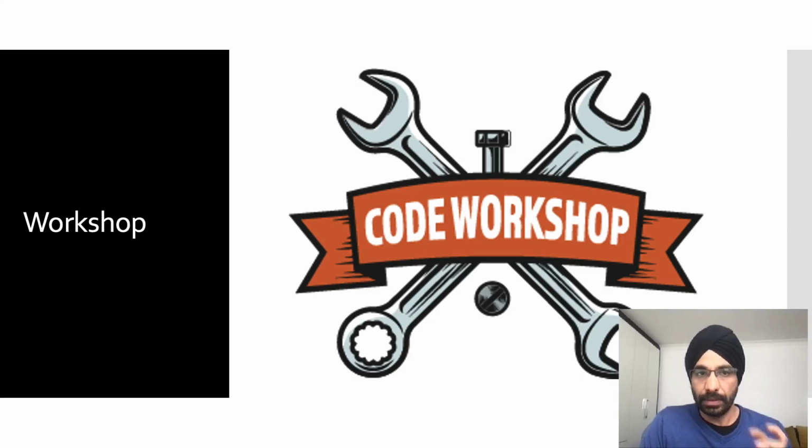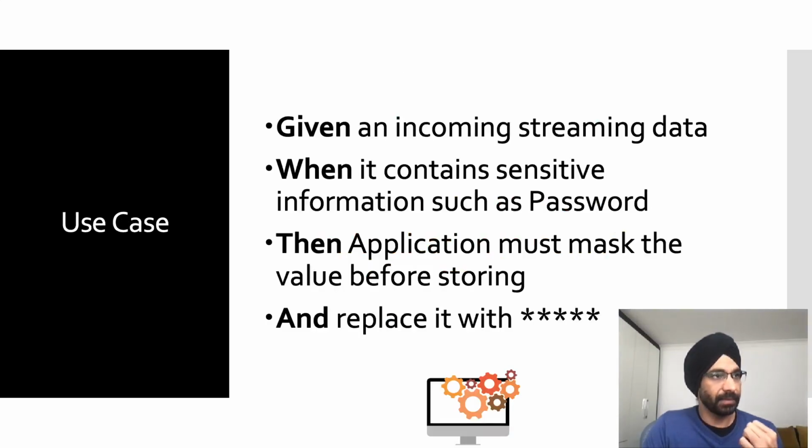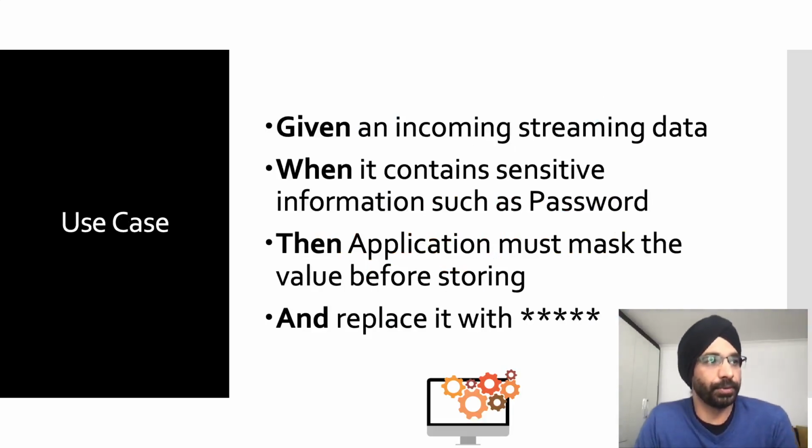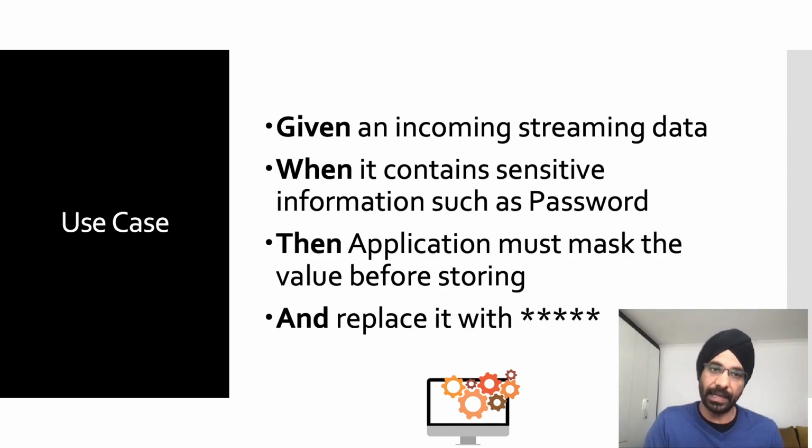All right, so what we're going to do in the workshop, let's say I have an incoming streaming data processing service. Given incoming streaming data, when it contains sensitive information such as a password, then the application must mask the value before storing and replace it with some asterisks.